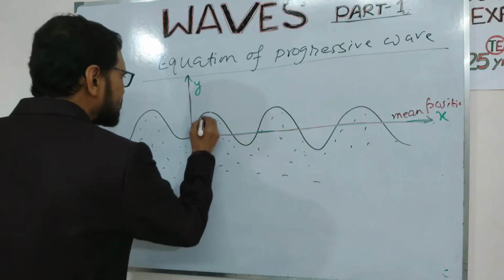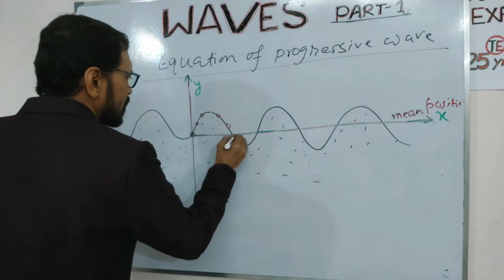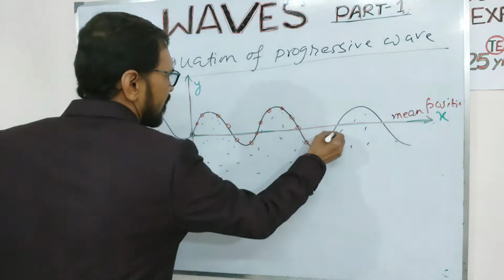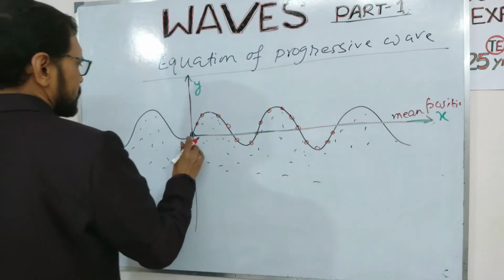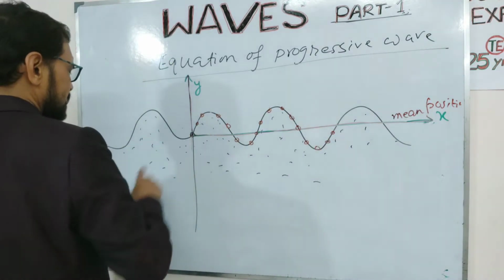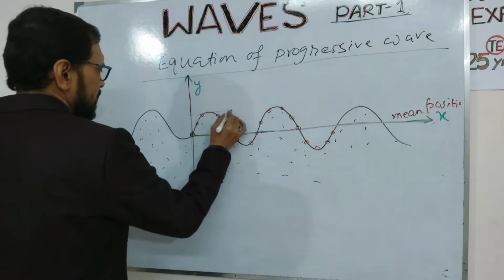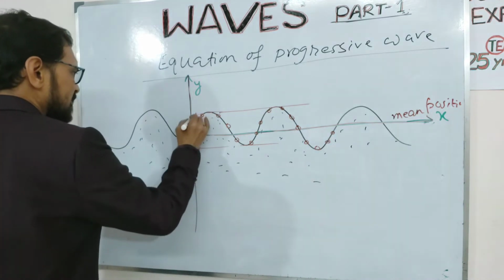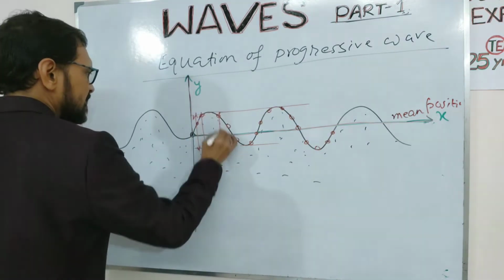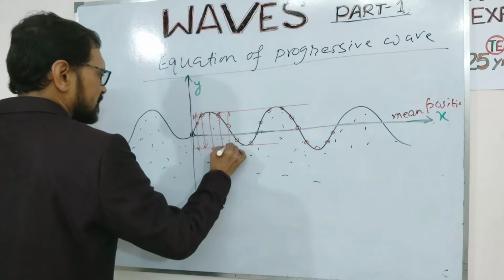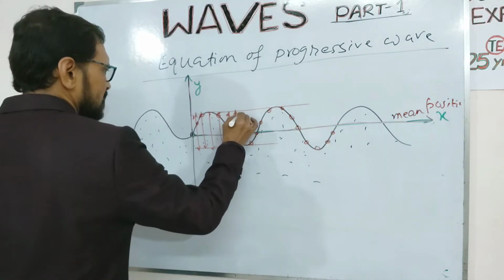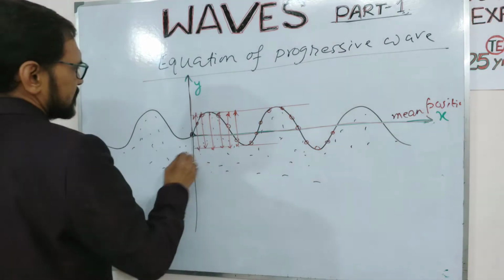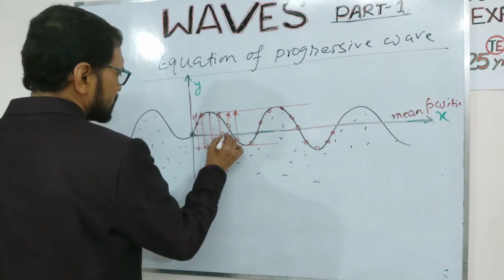Now, every particle on the how wave is formed. Every particle actually oscillates about the mean position. So these water particles oscillate about the mean position, but the transmission of the motion takes place.